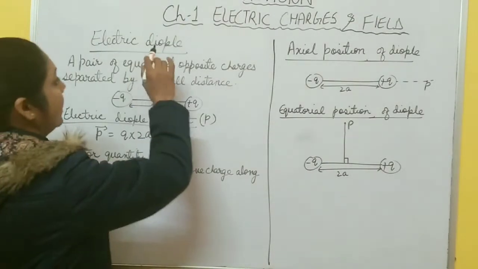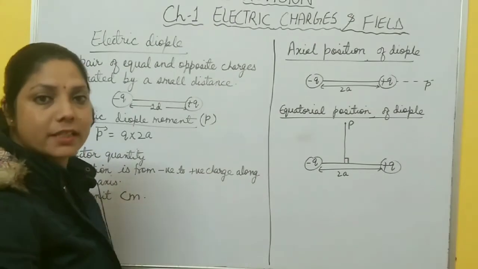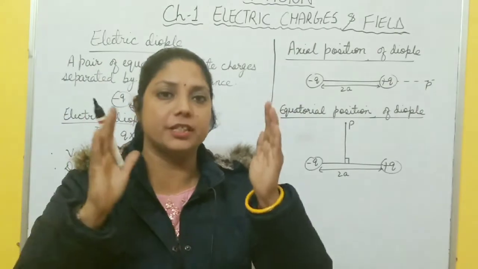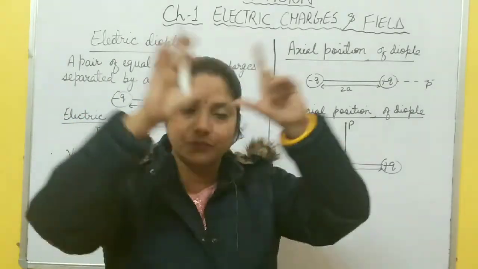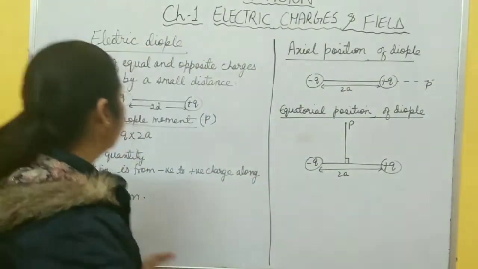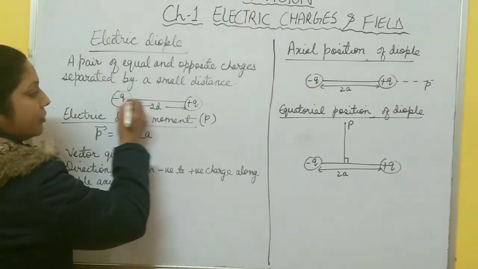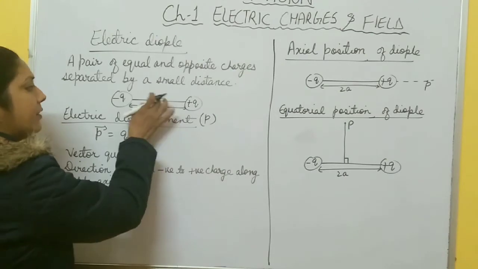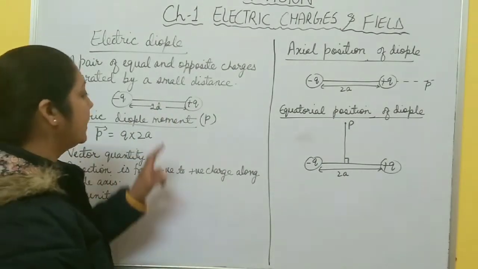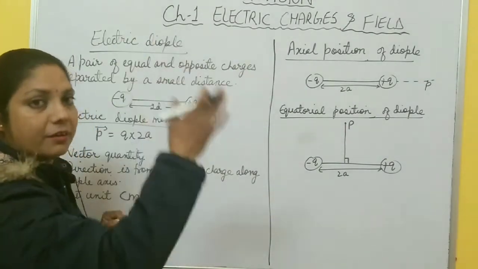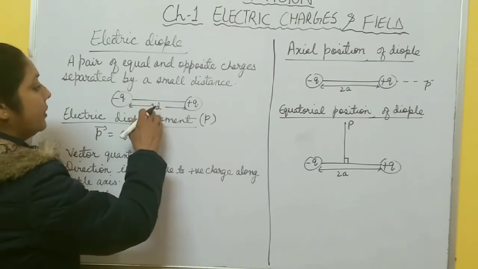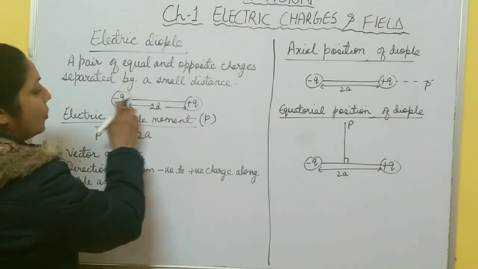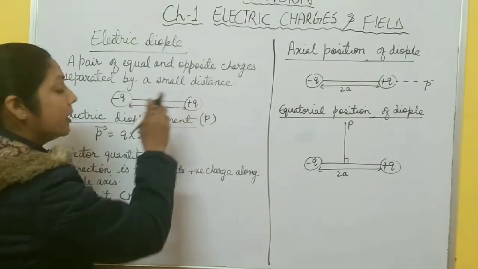Now next is electric dipole. What is a dipole? A system of equal and opposite charges separated by some distance forms an electric dipole. Suppose there is a minus q charge and a plus q charge separated by some distance twice a. I have taken twice a for simplicity so that the calculation becomes easy when you halve this distance. So that's why you take twice a or twice d, anything. Both charges are equal and opposite.